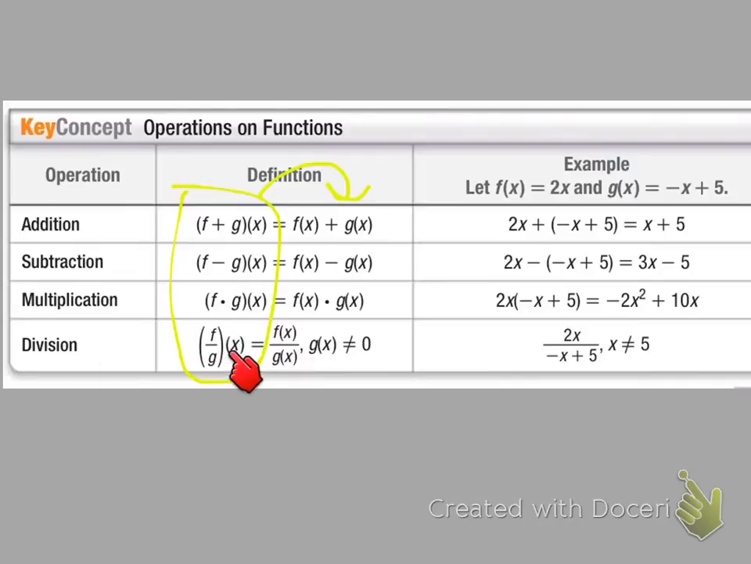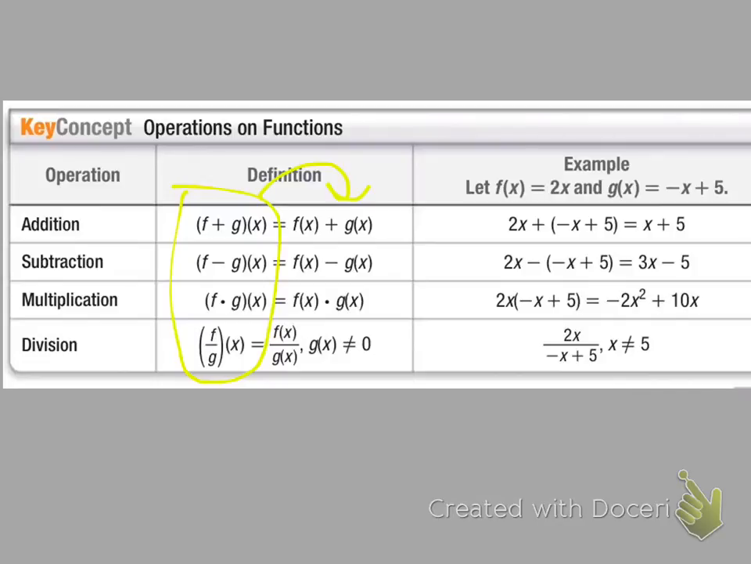For division, you have f divided by g of x, which translates to f of x over g of x, and then they throw this little nugget in: g of x cannot equal 0. Why can't it? Because you can't divide by 0. And remember what functions are: quantities that you plug numbers into and get numbers out. If you plug 5 in over here, what are you going to get out? If you do negative 5 plus 5 in a calculator and then try to do 10 divided by 0, your calculator is going to tell you what? Error. We can't have errors.